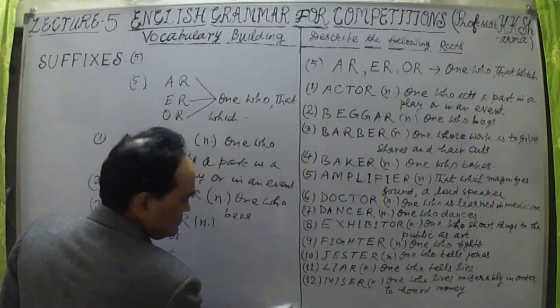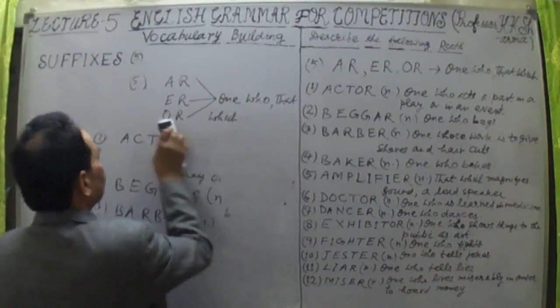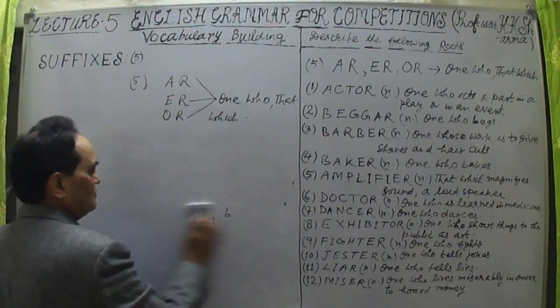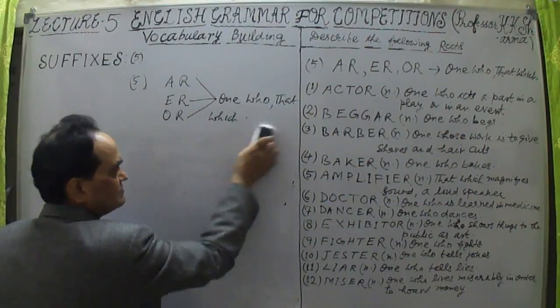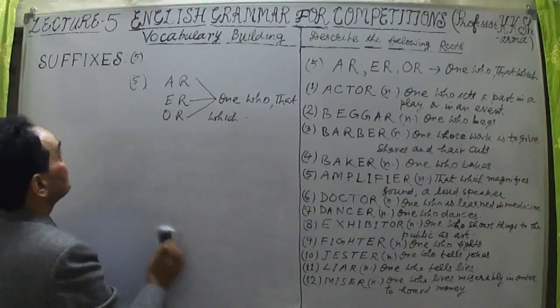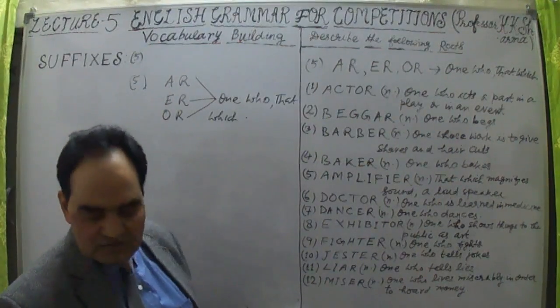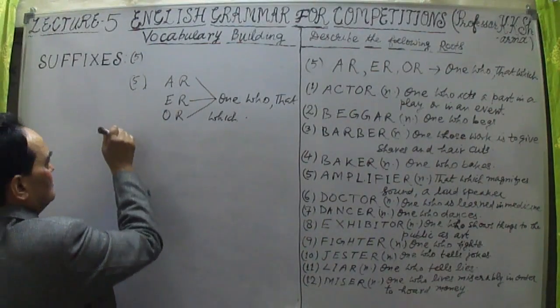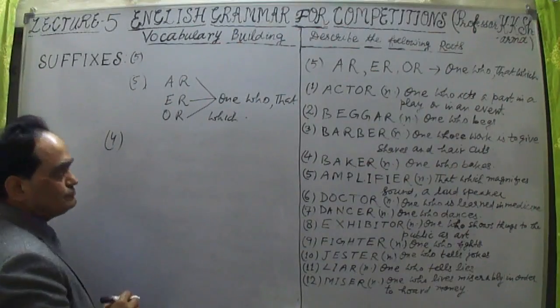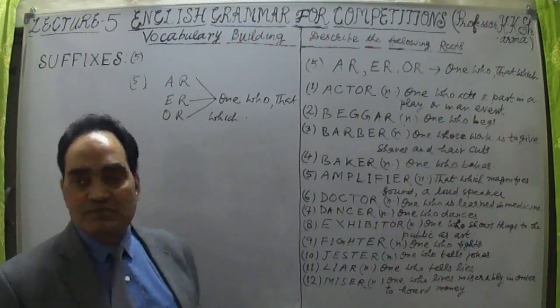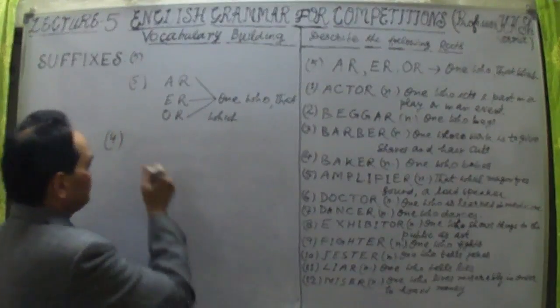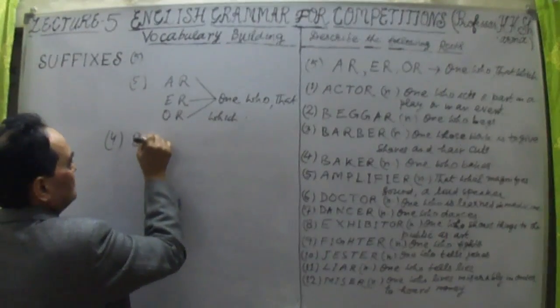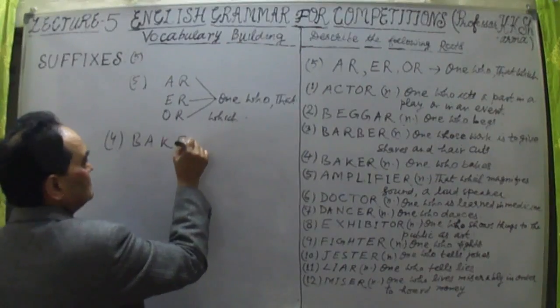What does it mean about these three basic suffixes? These three suffixes make the basic suffix for this lecture. The three suffixes are here. Now let me take the fourth one. The fourth word I have taken is baker. One who bakes. Baker, B-A-K-E-R.